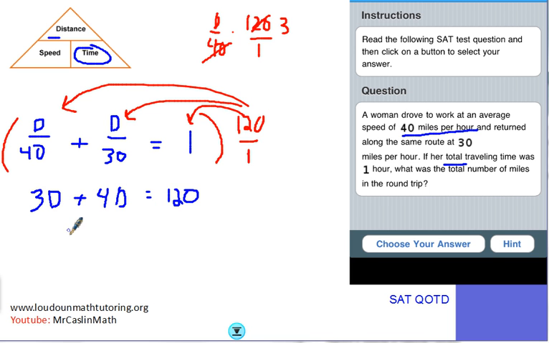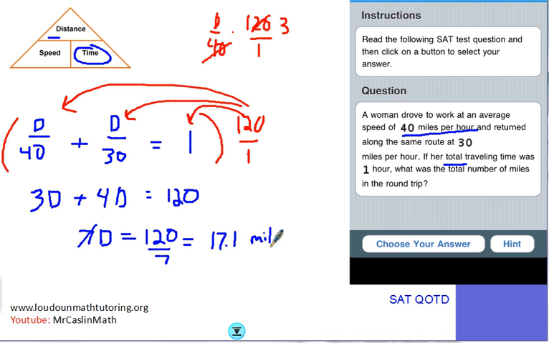These are like terms. 3d plus 4d is 7d. 7d is equal to 120. Divide both sides by 7. So d is equal to 120 divided by 7. I believe that's going to be 17.1. If we round to the tenth place, it's going to be 17.1. 17.1 what? Remember, we were solving for d, and d is distance, so it's 17.1 miles.